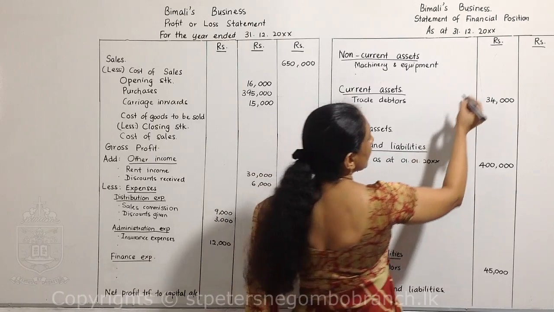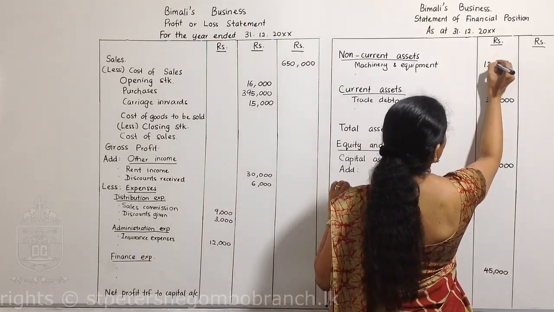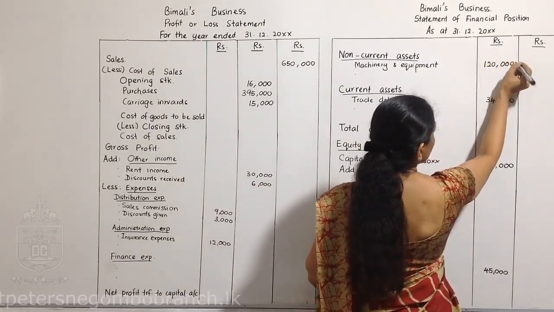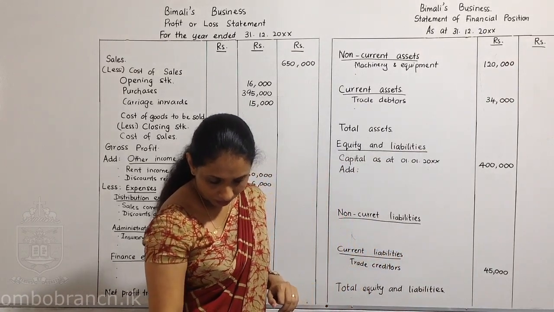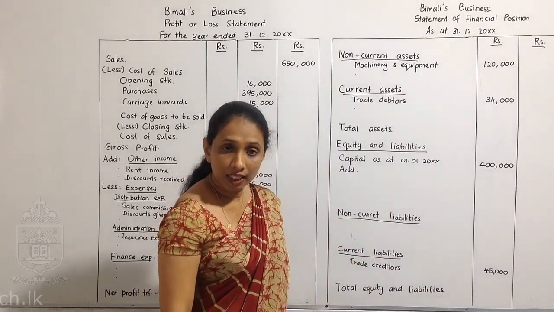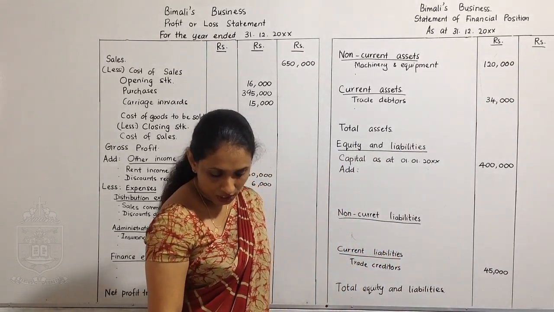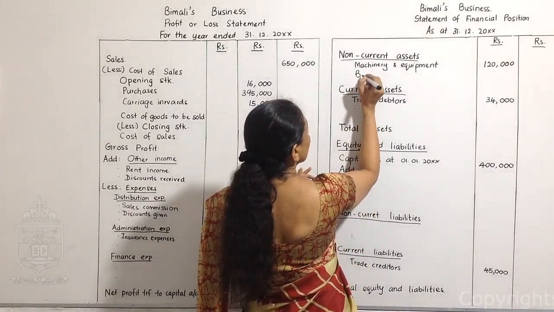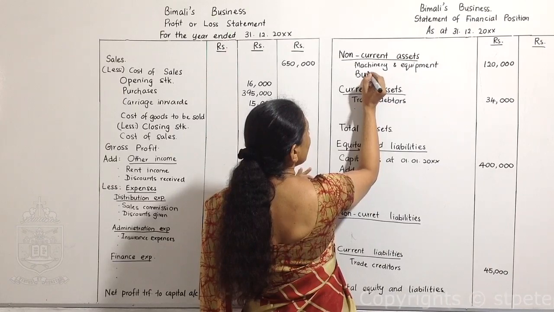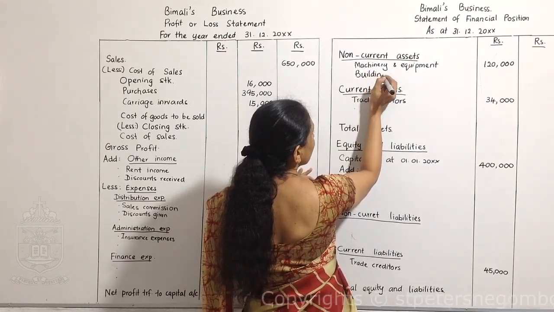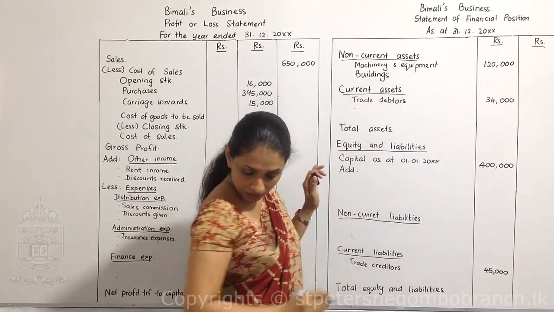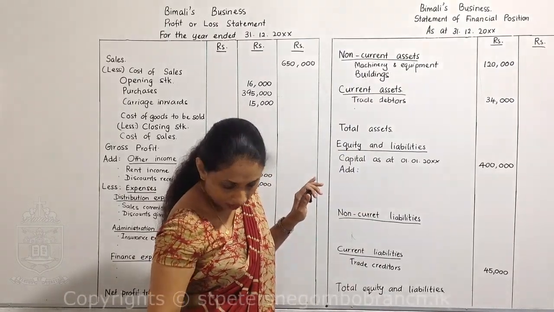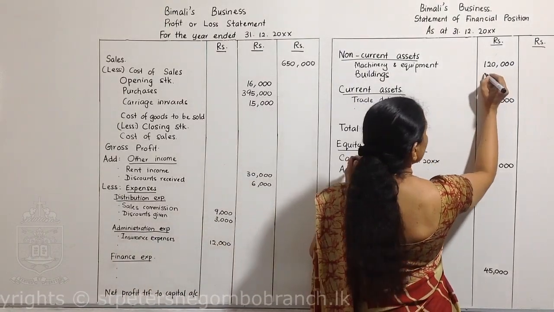And it is 120,000, so I'll take it to the first column. Then again we have another non-current asset, which is buildings. So let's put it here. It's 500,000.